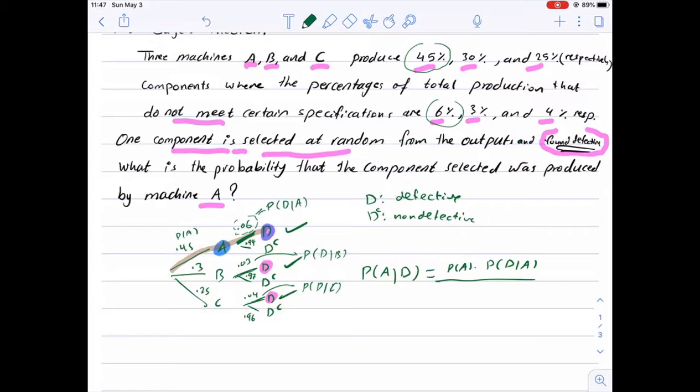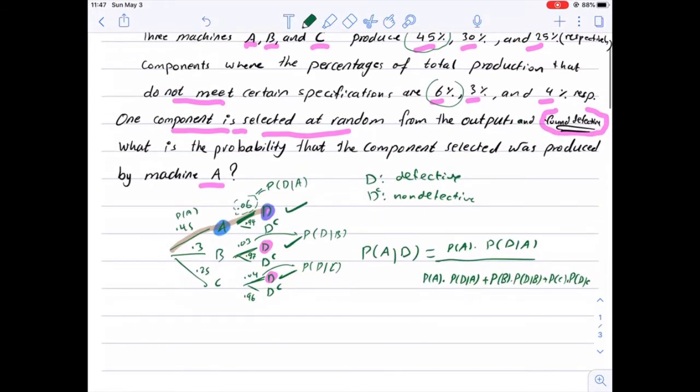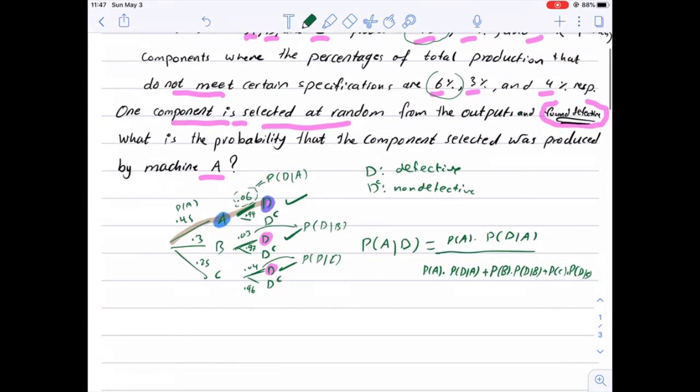So the sum of all these branches: probability of A times probability of defective given that it's from A, plus probability of machine B times probability of defective given that it comes from machine B, plus probability of C times probability of defective given that it comes from machine C. This formula is called Bayes rule or theorem.